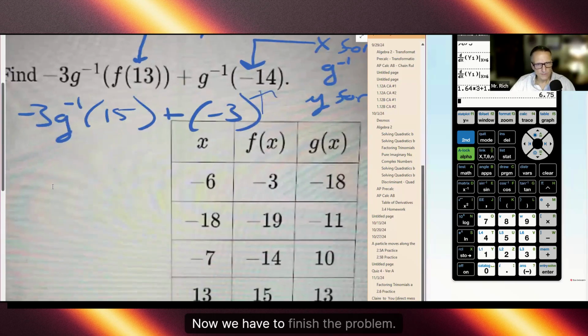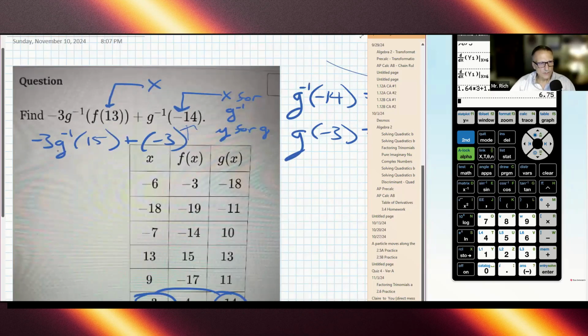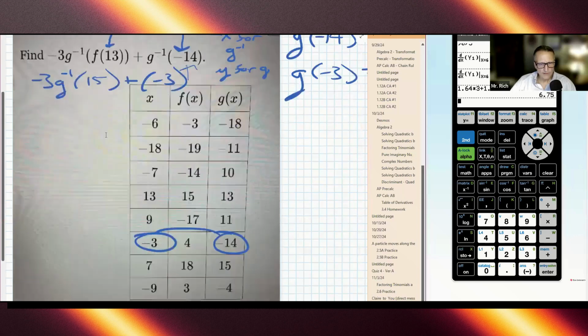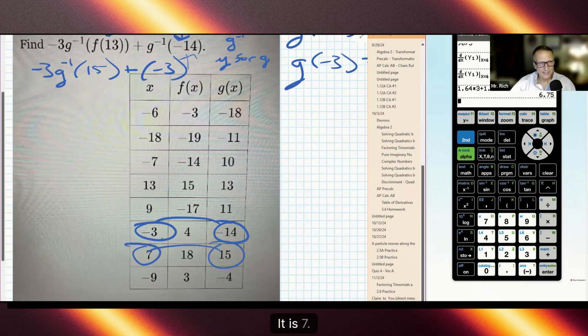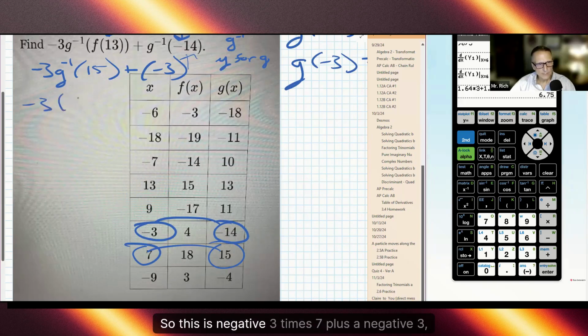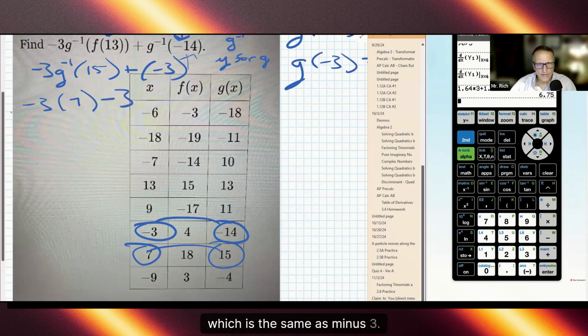Now we have to finish the problem. This is g inverse of 15. So I'm going to read the g backwards. I'm going to find 15 in the g of x column and read the associated x value. It is 7. So inverse g of 15 is 7. So this is -3 times 7 plus a -3, which is the same as -21 minus 3. So my answer here, Avery, I would call this -24.